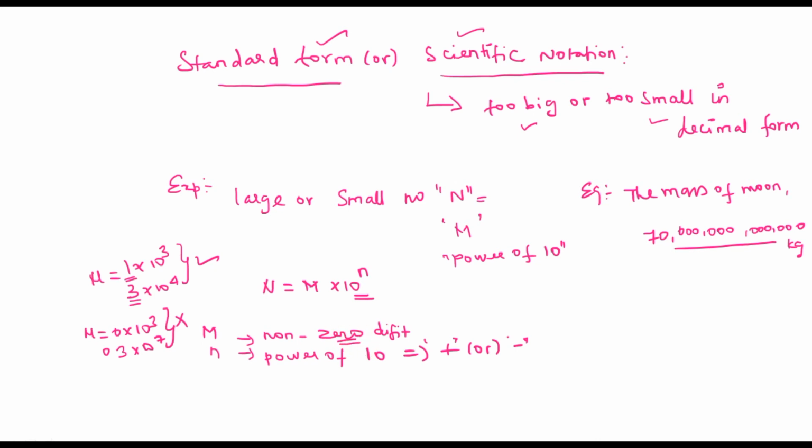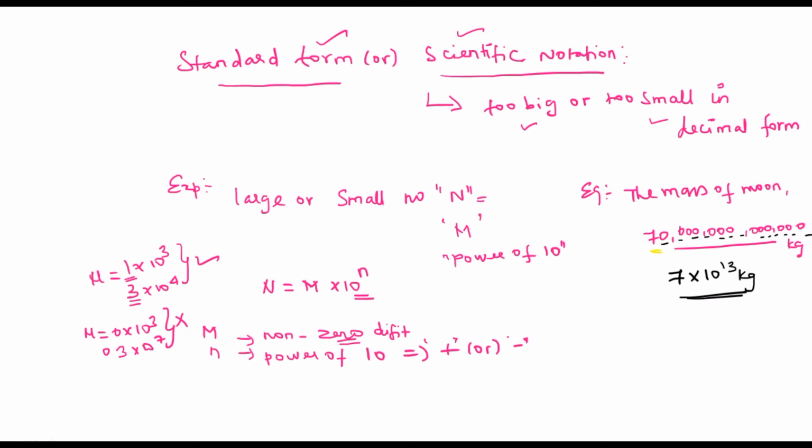So a 0 should not be there. Then what happens? The first number should be 7. Then 7 into 10 power, how many zeros are there? 1, 2, 3, 4, 5, 6, 7, 8, 9, 10, 11, 12, 13. So 10 power 13 kilogram. This is the scientific notation.